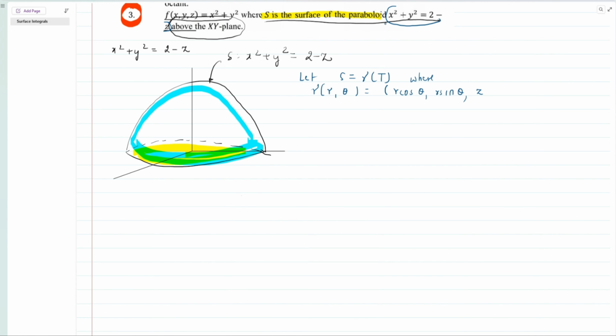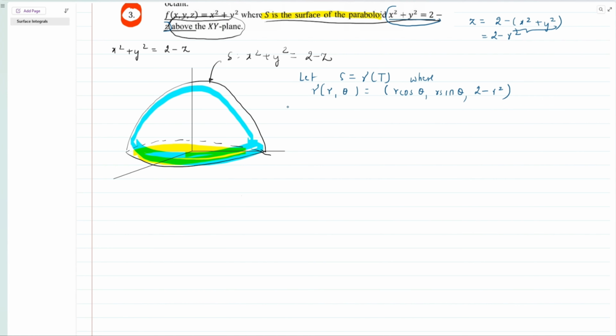So for the z part, I'm going to use the equation of the surface. So from the equation of the surface, I get that z is equal to 2 minus (x square plus y square). And in cylindrical coordinates, x square plus y square is r square. So I get that z is equal to 2 minus r square. So that would be my third coordinate. Okay, so we have got the parameterization.